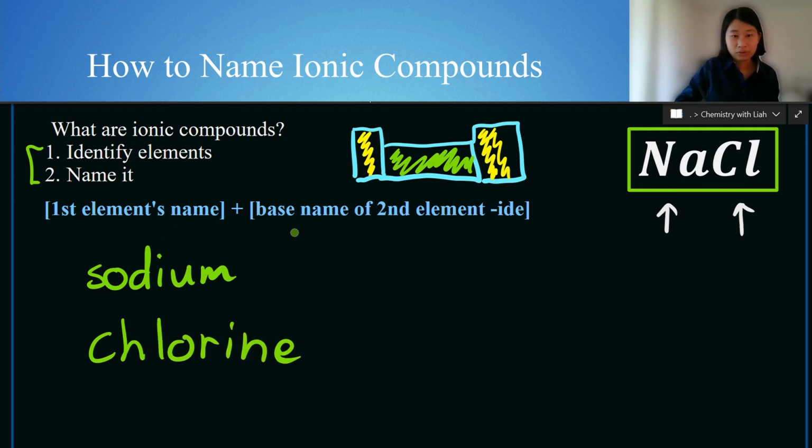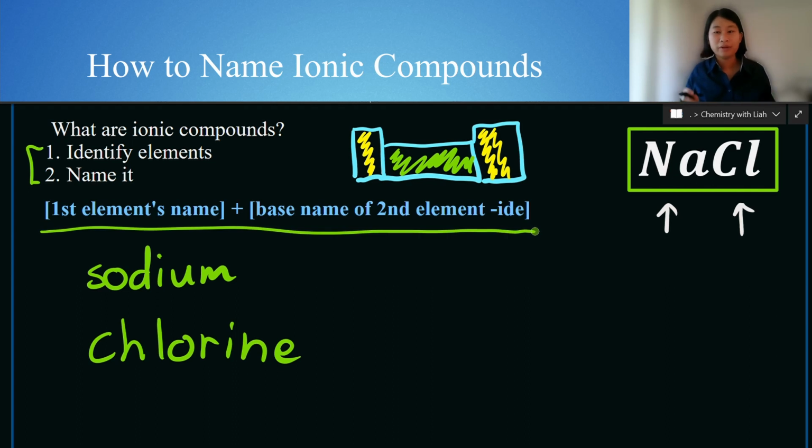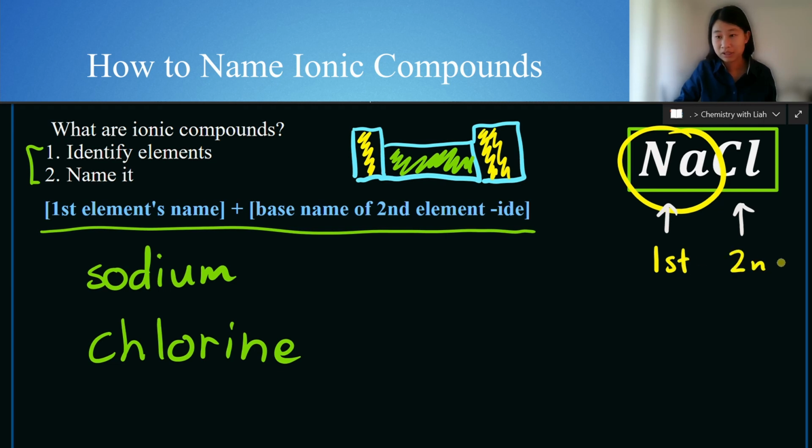Now I have in blue a little formula on how to name ionic compounds with a main group metal. First, we're going to write the first element's name. So whatever comes first here. Na is listed first, then Cl is. So Na is the first element and chlorine is the second element here.